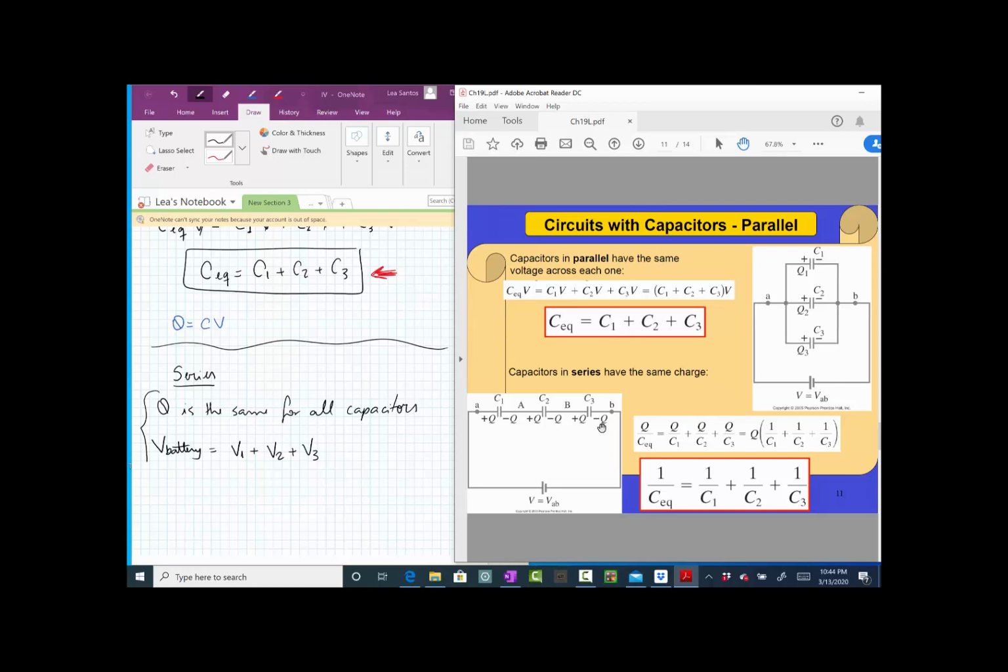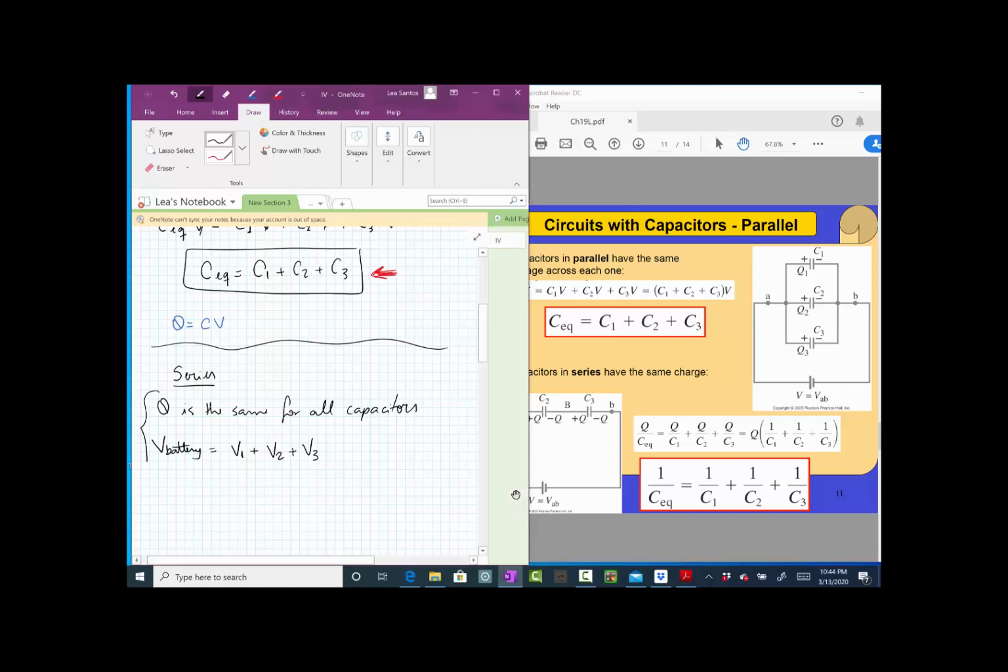And this single one will be drawing the same current from this battery. So what we want to find is the equivalent capacitance, given that we use the same battery. All right, so what do we have in this case?